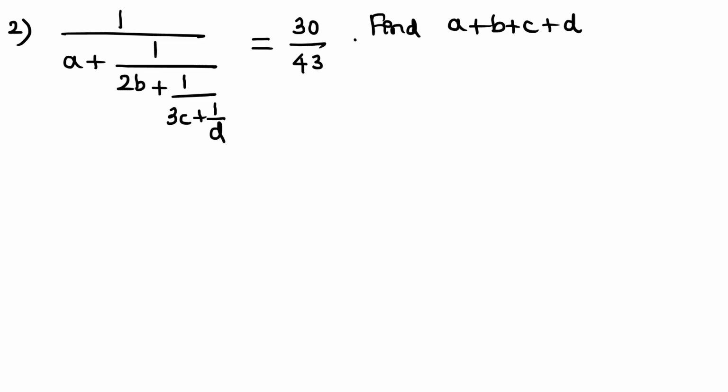Next, move on to the second problem. In this problem, we have 4 steps. We have a plus 1 by 2b plus 1 by 3c plus 1 by d, that is equal to 30 by 43. You're going to find a plus b plus c plus d.